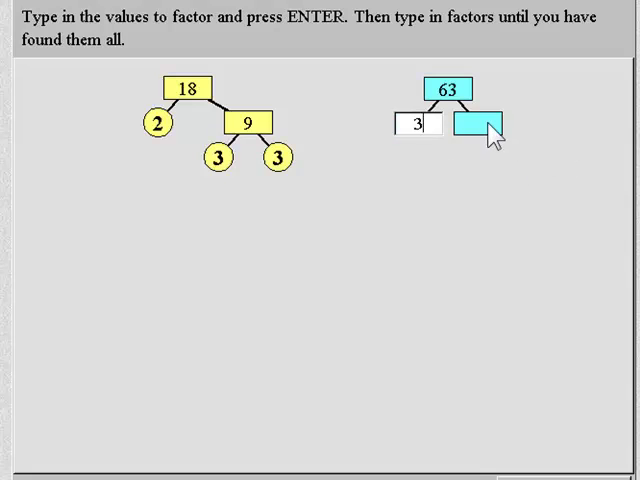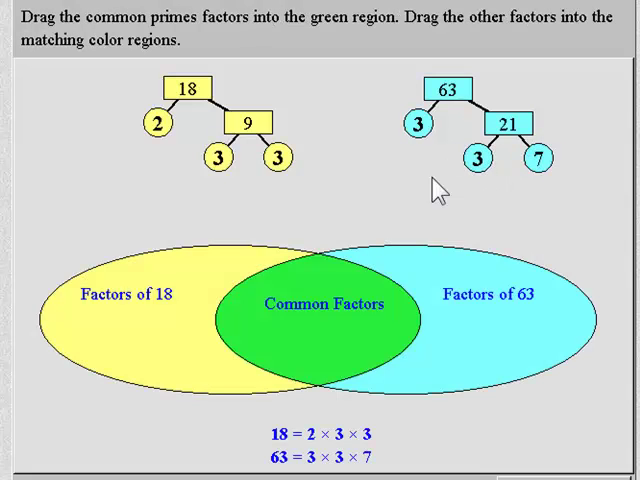63, 3 times 21 is our factors of 63. 21 is not prime, but 3 times 7 is prime. So the prime factorization of 18 is 2 times 3 times 3, and the prime factorization of 63 is 3 times 3 times 7. So what do they have in common?